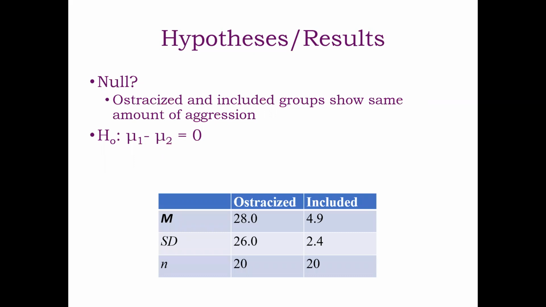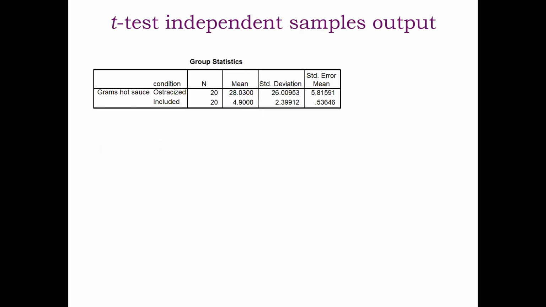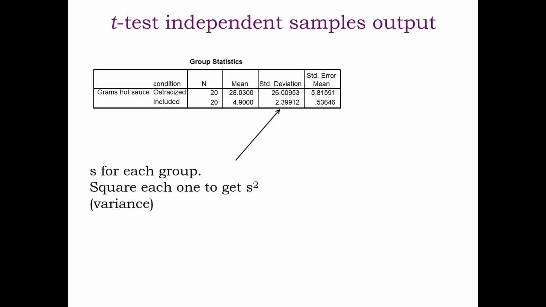Here we have the results, right? We have the mean from the ostracized condition, 28 grams, I believe it was, compared to 4.9. That looks like a pretty big difference, right? So let's look at the output. This is old SPSS output, but I love this example, so we're still going to use it, right? So we have the standard deviation for each group. Let's have a look at this, okay?